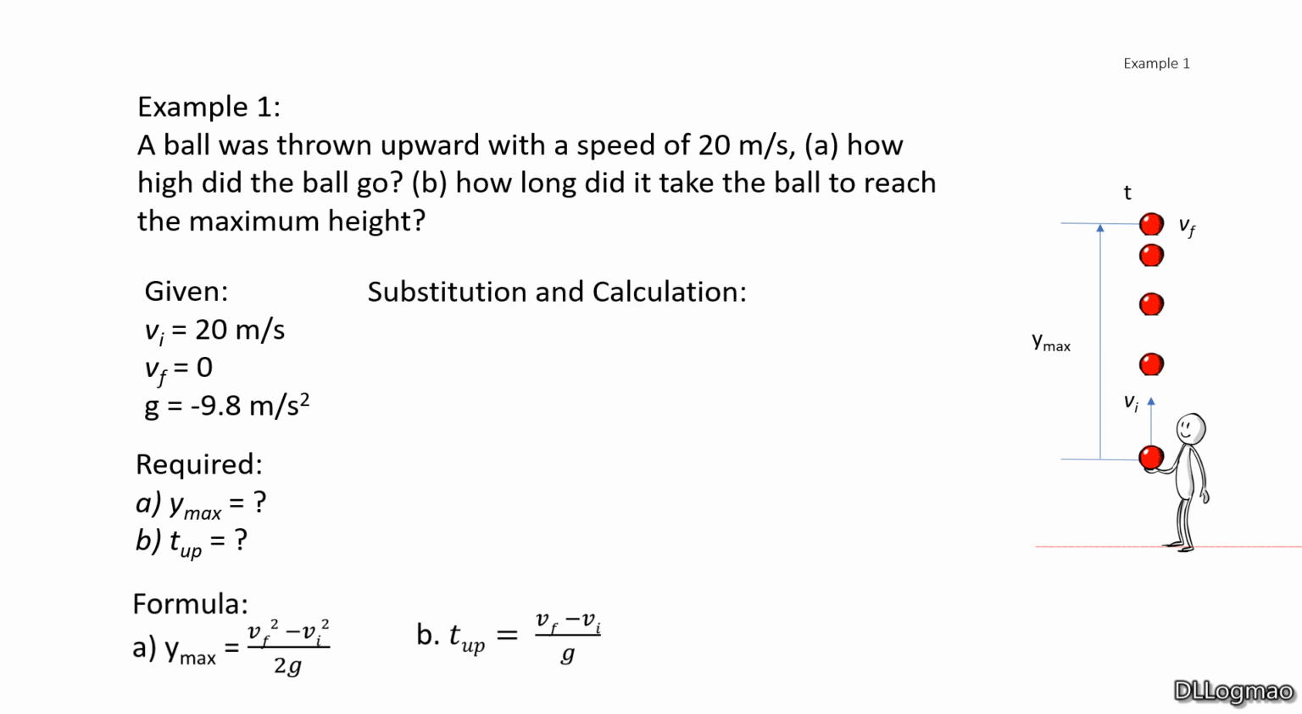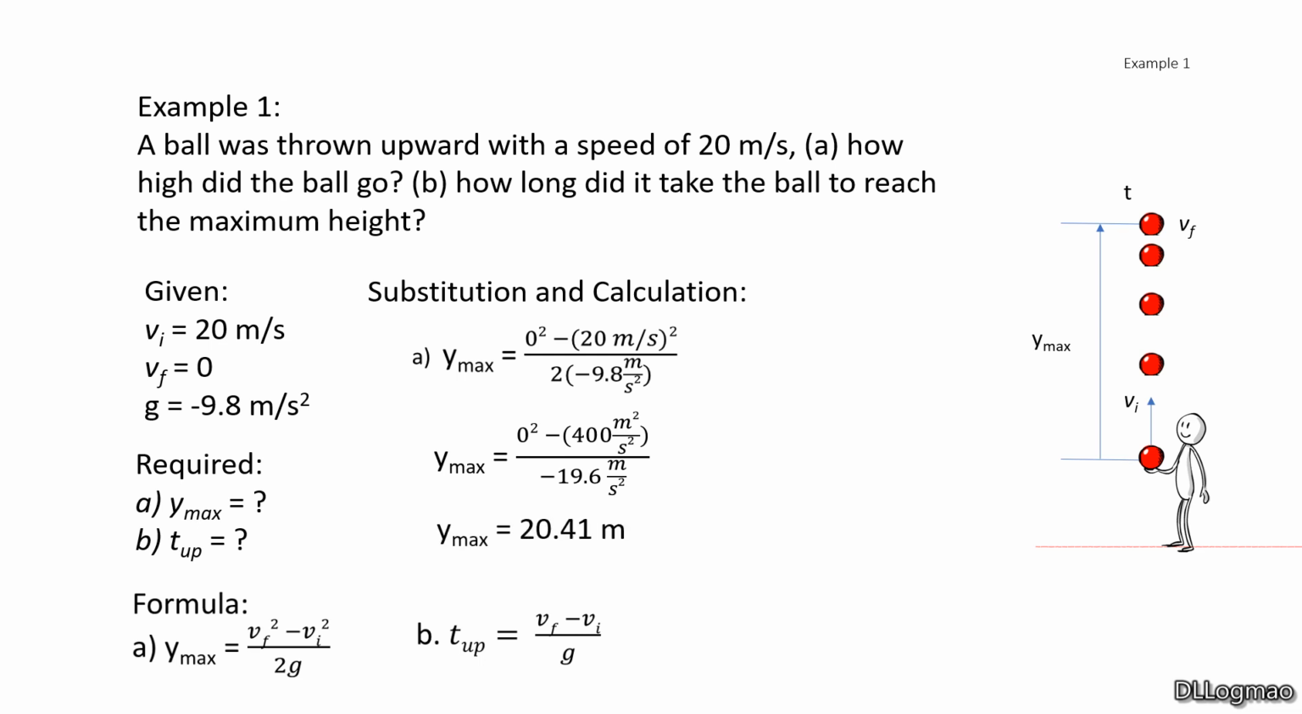Substitution and calculation. Substitute the final velocity, 0. Initial velocity, 20 meters per second, positive because the ball is moving up. And acceleration due to gravity, negative 9.8 meters per second square. Square the velocities and divide by the product of 2 and negative 9.8 meters per second square. The result is y sub max equals 20.41 meters.